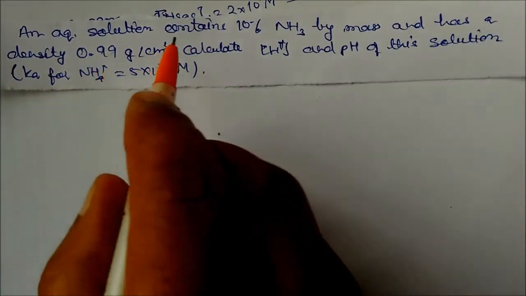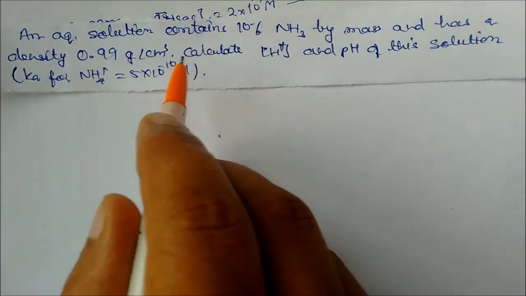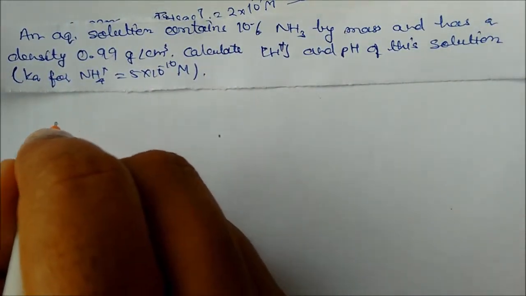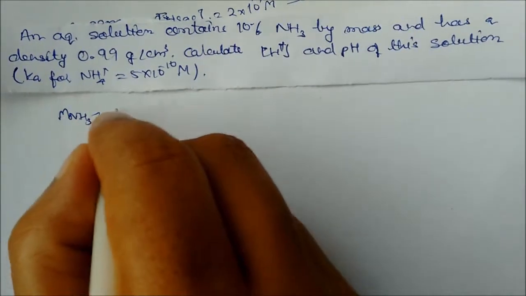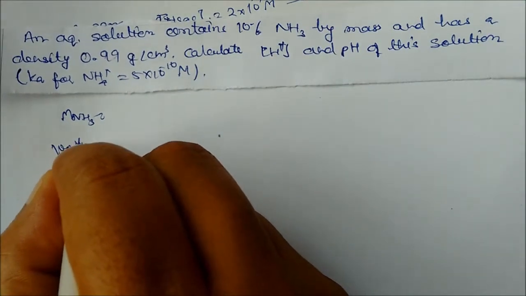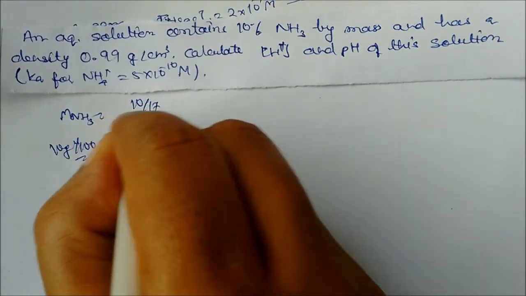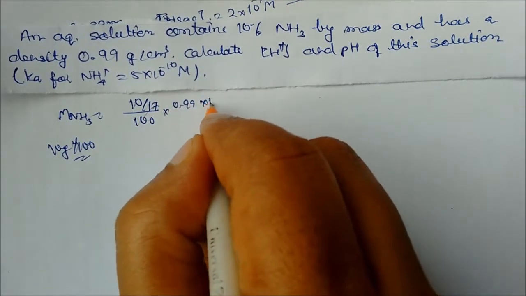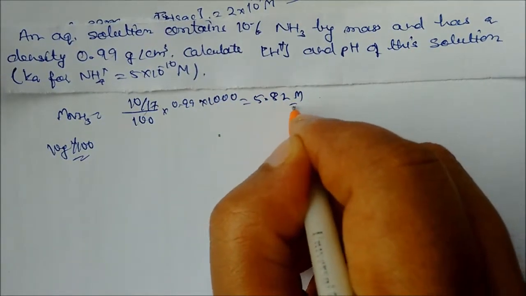An aqueous solution contains 10% of ammonia by mass and has a density of 0.99 gram per centimeter cube. Calculate H plus and pH of this solution. Ka is also given. So here we will first find the molarity of ammonia. It is given here as 10% ammonia. 10% means 10 gram per 100 gram. So we can write 10 divided by molar mass, that is 17, and divide by 100 by 0.99 multiplied by 1000. So here the molarity will be something like 4.82. This is the molarity of the ammonia.